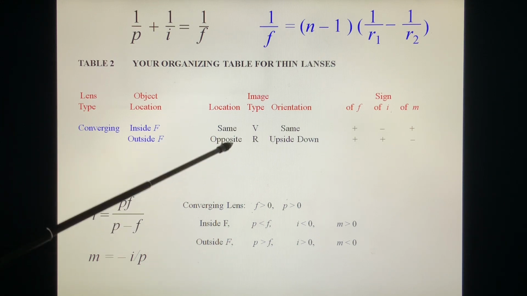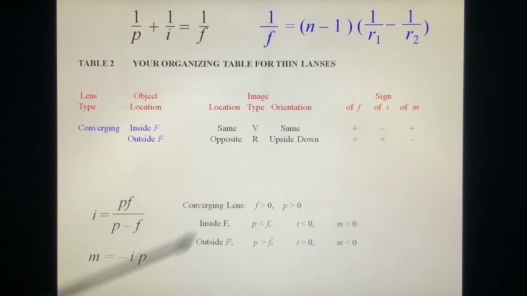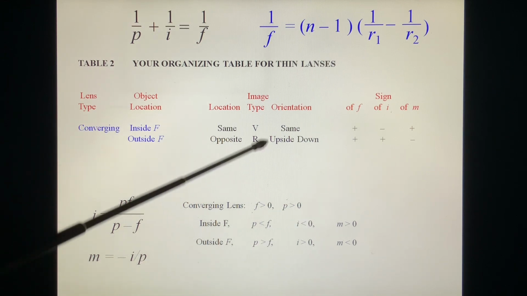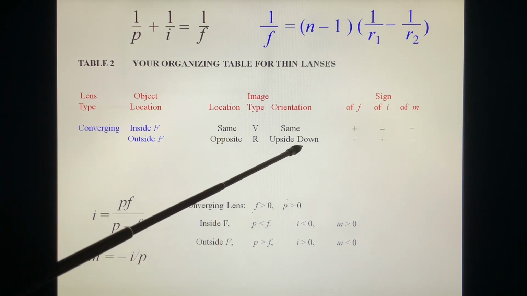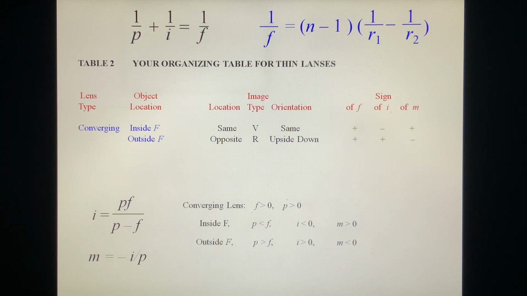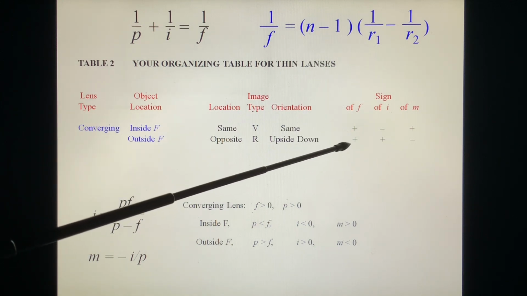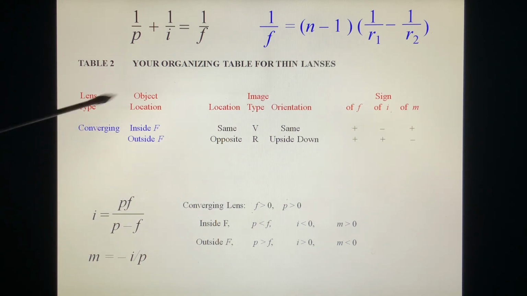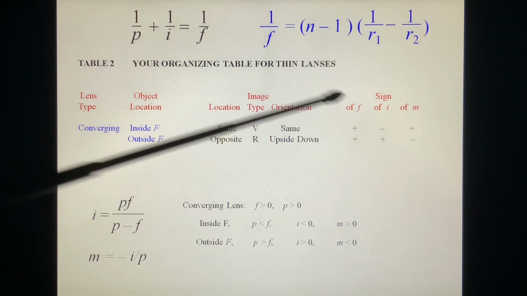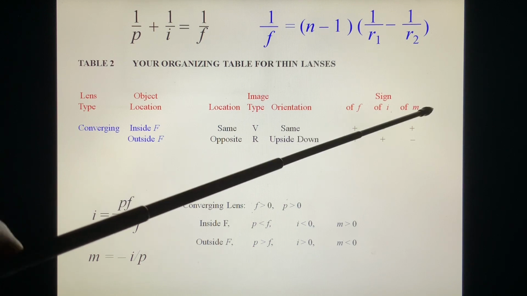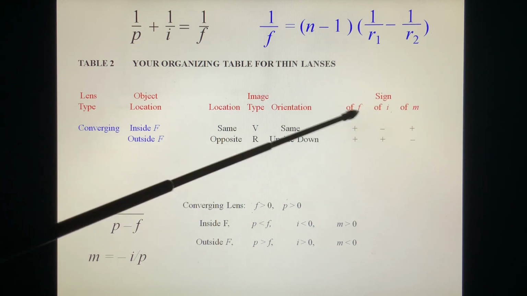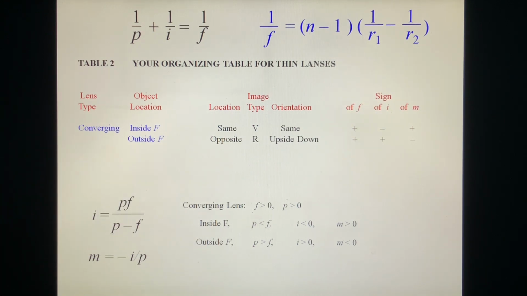It can be real, and it's upside down, inverted. F is positive because converging. I is positive because of the calculation. P is larger than F, and M is negative. Okay. The sign of I and M is always opposite because P is always positive.